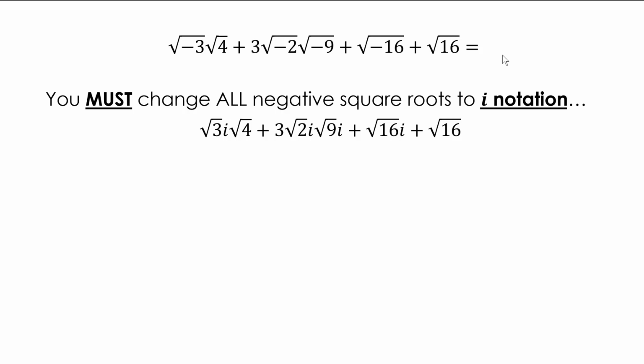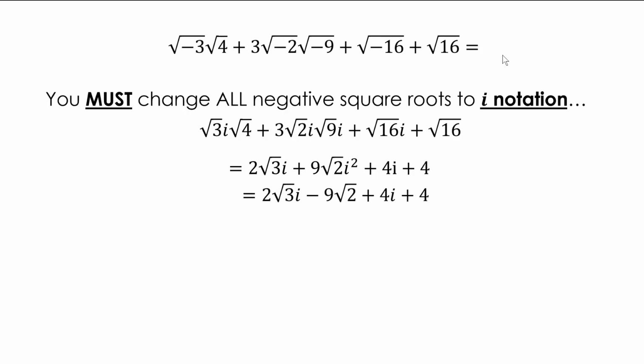So for the first term, you're going to have 2 square root of 3 i. And for the second term, that square root of 9 can now become 3. So 3 times 3 is 9. And then you're going to have the square root of 2, and you're going to have i squared, which is -1. So that's going to show up as a minus sign in front of the 9, which you wouldn't have if you had done it the other incorrect way. The square root of -16 is just 4i, and then the square root of 16 is 4.